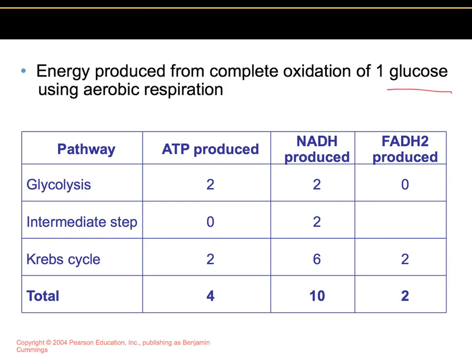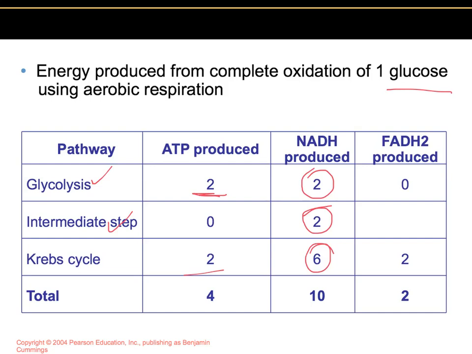So if we follow one glucose, what do we get out of it when we look at aerobic respiration? So remember, we had glycolysis, and that gave us 2 ATPs, but it also gave us 2 NADHs, the energy from which will be harnessed in the electron transport chain. Then we have the intermediate step. We didn't get any ATP produced, but we did get 2 NADHs, which will be harnessed in the electron transport chain. The Krebs cycle produced 2 ATPs, and we got 6 NADHs.